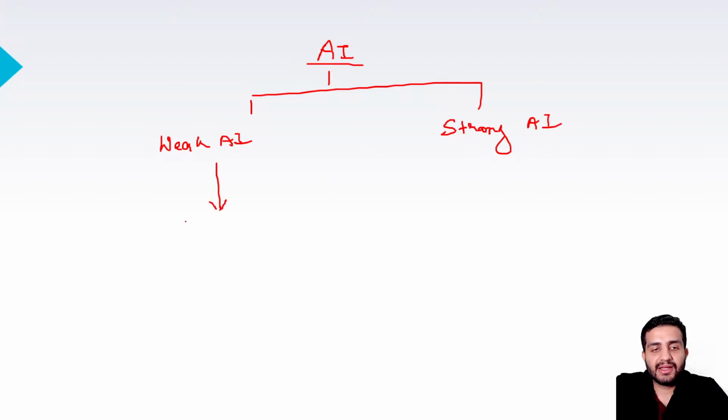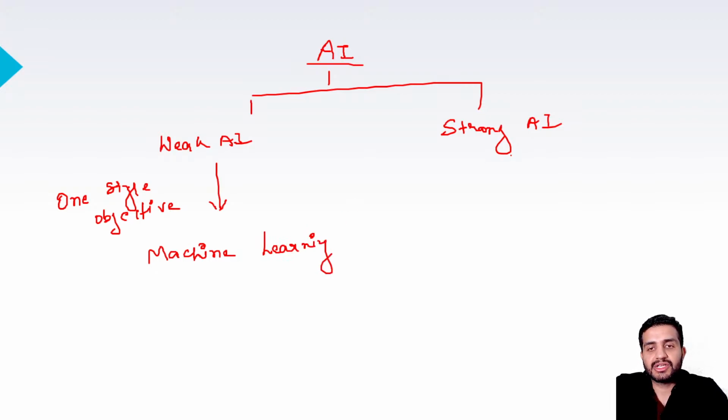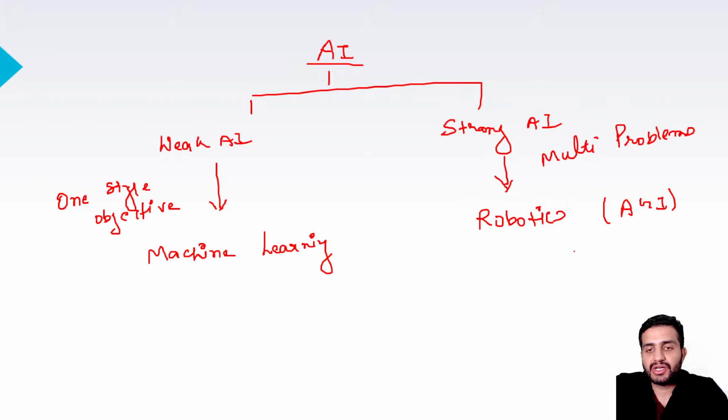Weak AI, that's where we say one single objective. And we say machine learning comes into the picture here, because machine learning is intended to solve only one single problem statement. And in strong AI, we say multi-problems. And we say that is where robotics comes into the picture, or AGI, artificial general intelligence.